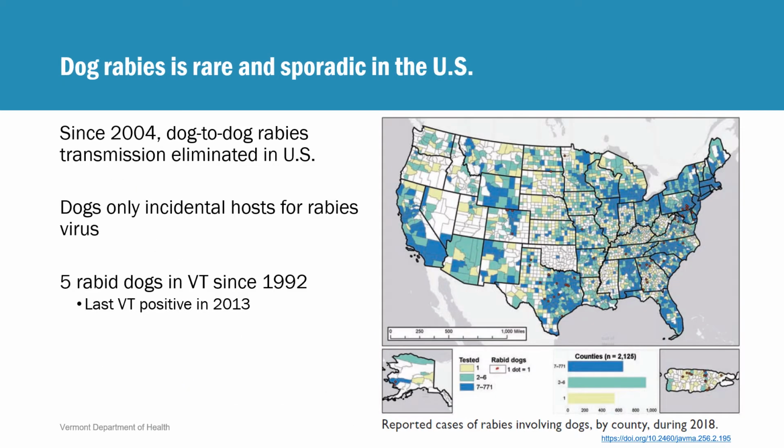In the United States, the occurrence of rabies among dogs is rare and sporadic, largely as a result of widespread canine vaccination and animal control programs. And since 2004, dog-to-dog rabies transmission has officially been considered eliminated in the United States. This means that dogs only function as incidental hosts to the rabies virus, much like humans do. In Vermont, 5 cases of dog rabies have been reported since 1992, the most recent occurring in 2013, and this dog was imported into the state.